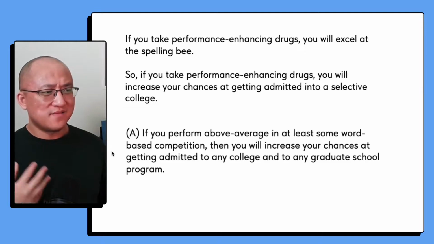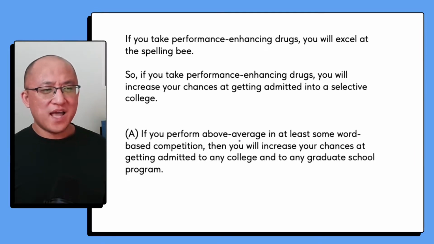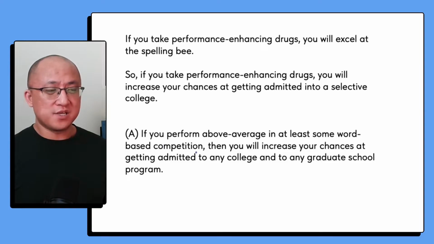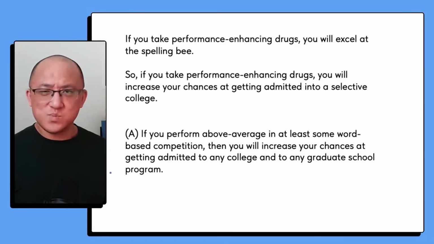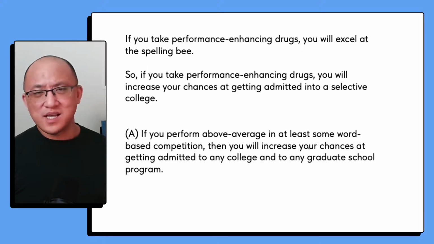So take a look at this answer. If you perform above average in at least some word-based competition, then you will increase your chances at getting admitted to any college and to any graduate school program. So someone who is new to this test, who doesn't really understand what a sufficient assumption question is looking for, might reflexively get rid of this answer because it just seems so different from what we were actually looking for, right? It doesn't say spelling bee, and it says you're going to increase your chances at any college and any graduate school program. That's way broader than what we were talking about. We're just talking about a selective college.